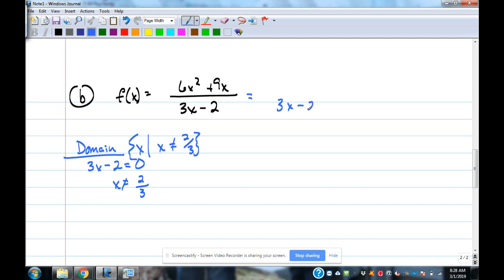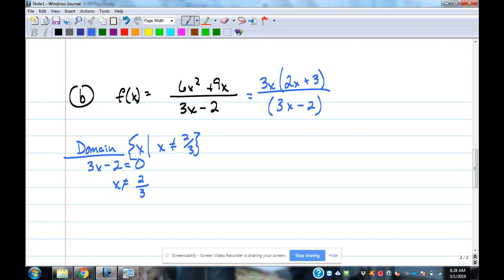Does the numerator factor? Yeah, 3x is the common factor. That'd leave you 2x plus 3. Does it simplify any? They look similar, but they're not the same, right? So they can't cancel. So we don't have any cancellations here.